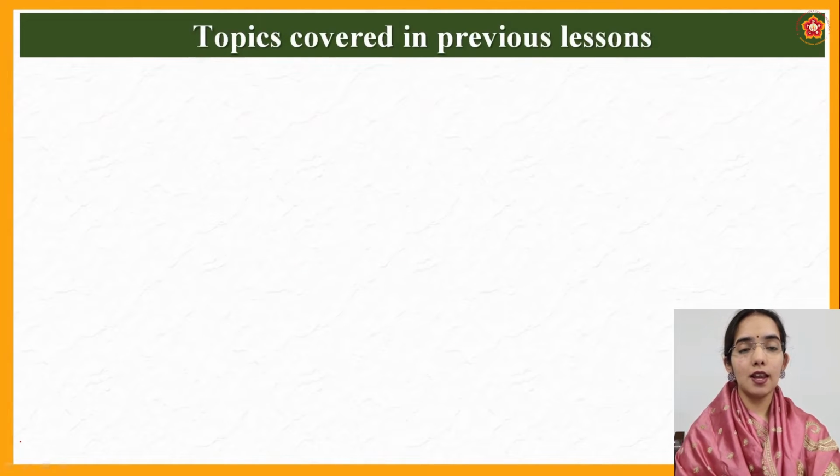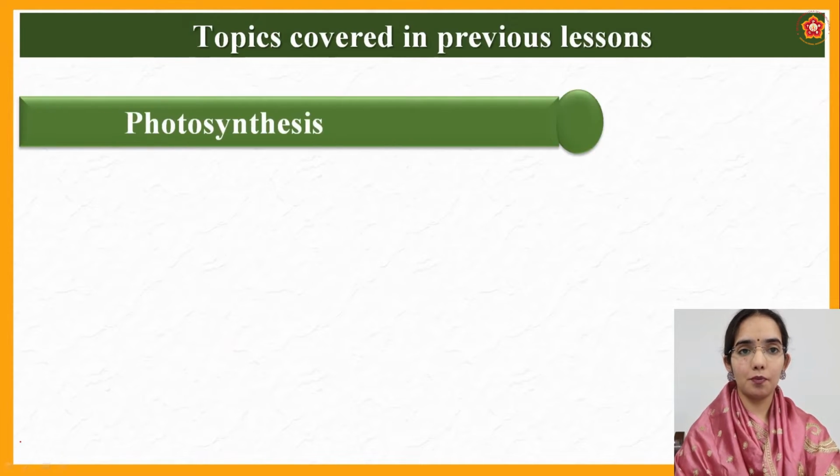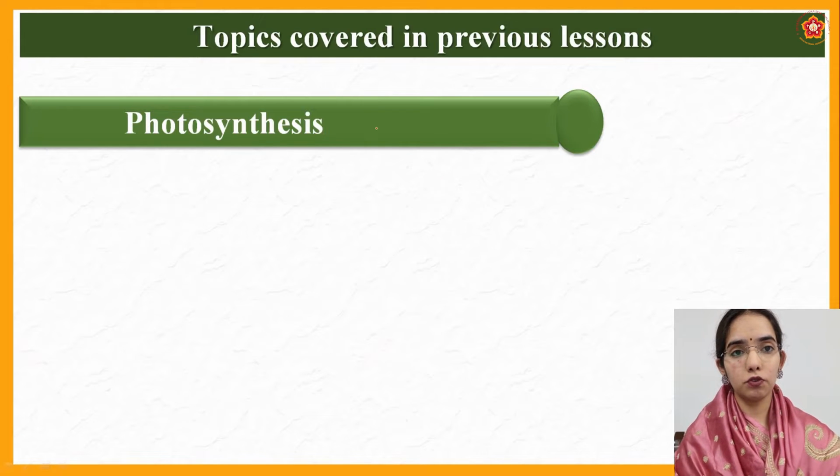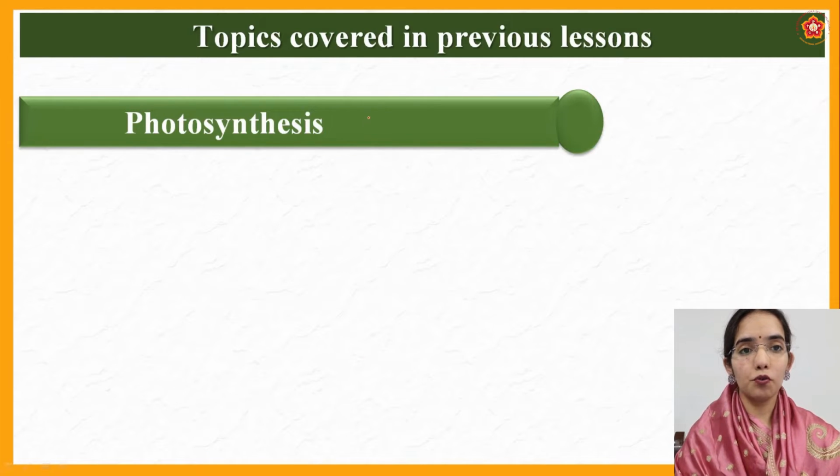First of all, let's have a look at the topics that we have covered so far. We have learned about the process of photosynthesis. We know that plants make their own food by the process of photosynthesis. So, plants follow autotrophic mode of nutrition. So, we studied about autotrophic nutrition.